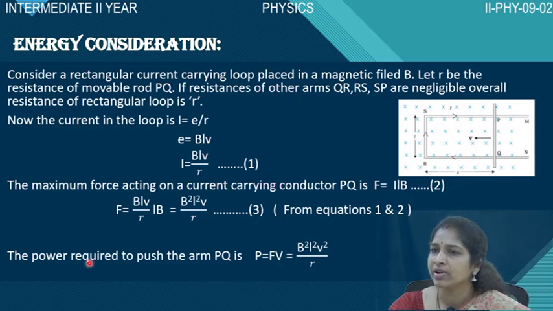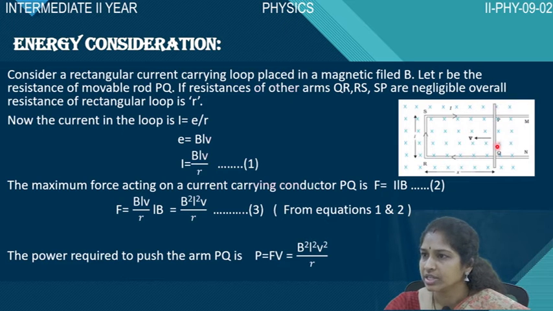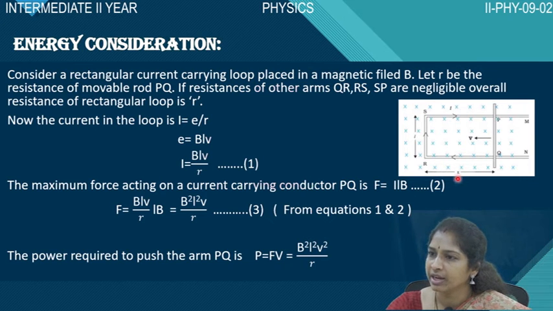Here, why is the power needed to push this arm PQ? See, this is a current carrying conductor, and we are pushing it inside the magnetic field. When it is pushed, there is a change in the X value. When there is a change in X, there is a change in the area, L into X. When there is a change in the area, there will be a change in the magnetic flux. When there is a change in the magnetic flux, EMF is induced. And according to Lenz's law, that induced EMF opposes the original cause that produces it.